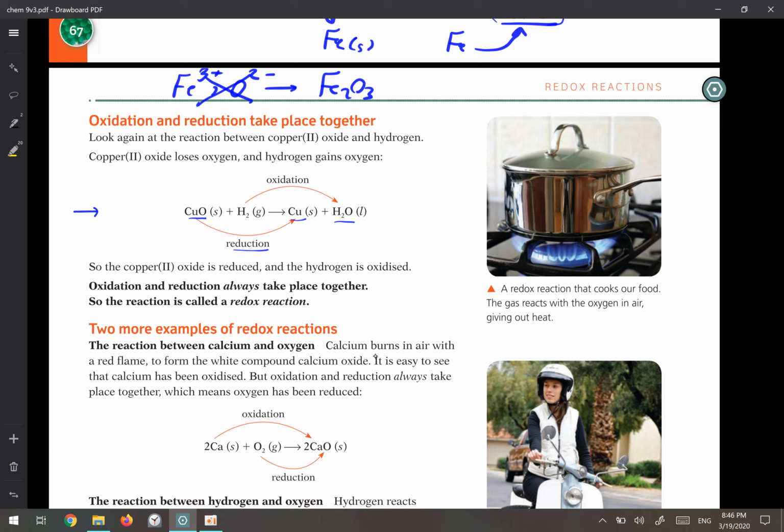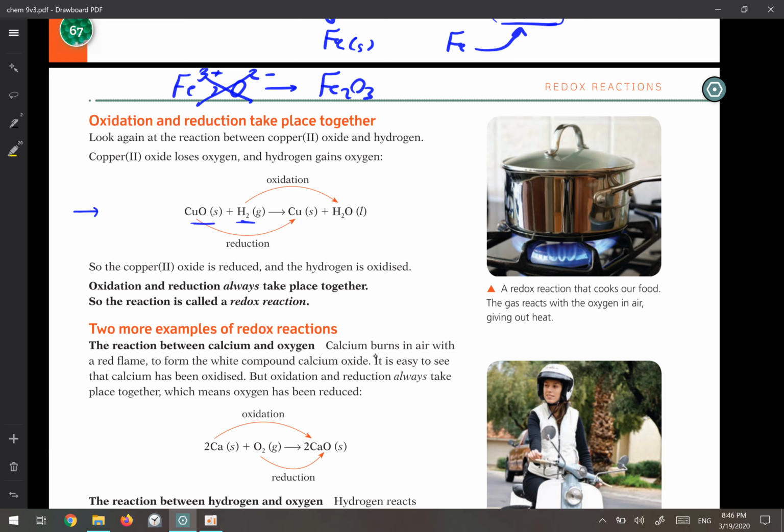And what happened to the hydrogen? The hydrogen has gained the oxygen, H2O. So this is the oxidation reaction, and we say H2 is oxidized. So a substance which is oxidized or reduced is always a reactant. If in the question they ask you which substance is oxidized or which substance is reduced, you have to look at the reactants.